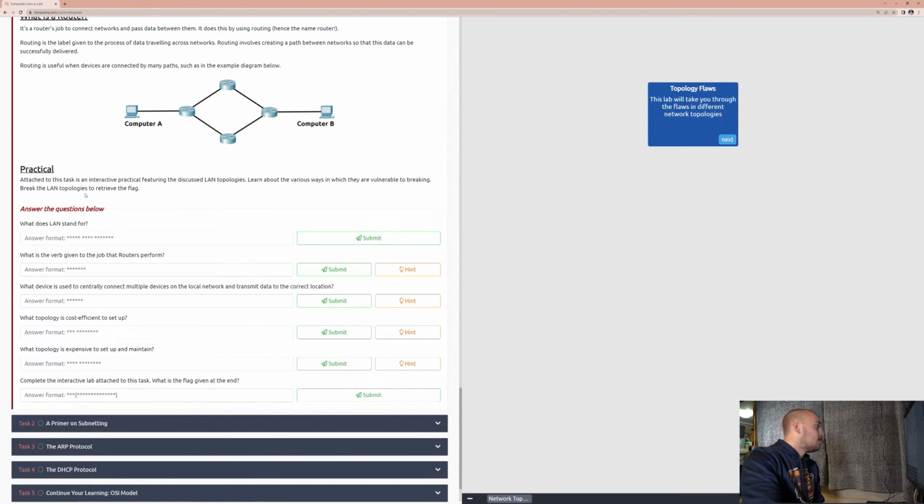So attached to this task is an interactive practical featuring the LAN topologies. Learn about the various ways in which they are vulnerable to breaking. Break the LAN topologies to receive the flag.